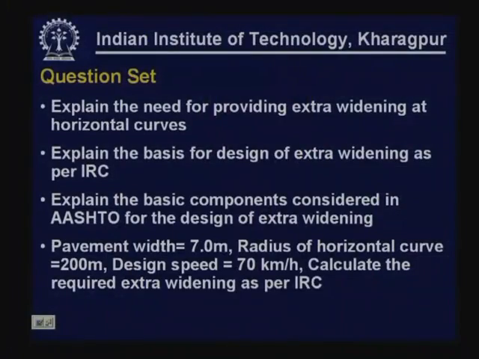Some of the questions for you to answer: explain the need for providing extra widening at horizontal curves; explain the basis for design of extra widening as per Indian Roads Congress; explain the basic components considered in AASHTO for the design of extra widening; and try to calculate the required extra widening as per Indian Roads Congress, if the pavement width is 7 meter, the radius of the horizontal curve is 200 meter, and the design speed is 70 km per hour.